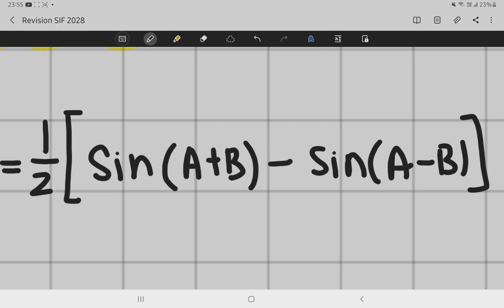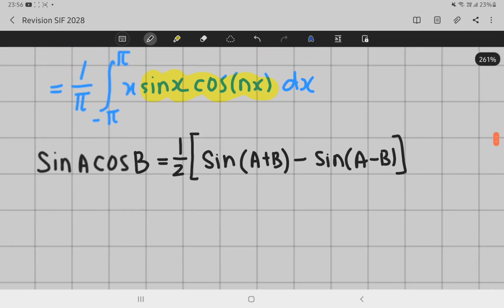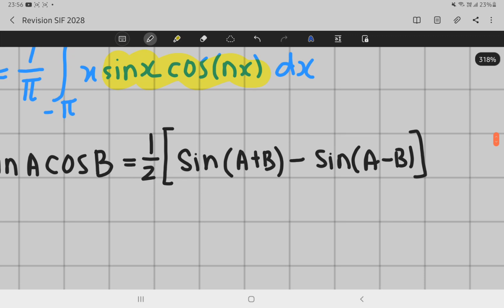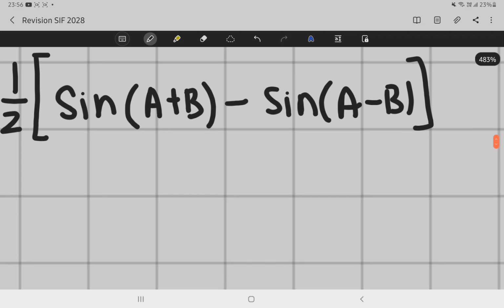Wait, let me check first. I'm not very sure with this product to sum formula. Hopefully I'm correct. Product to sum. Okay, yeah, so sine a cos b is half sine a plus b. Oh, sorry, so this is supposed to be plus. All right, so yeah, that's what I just missed.